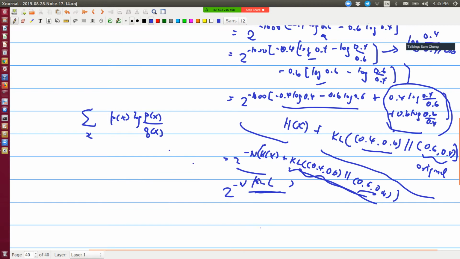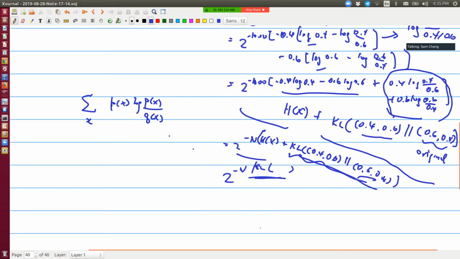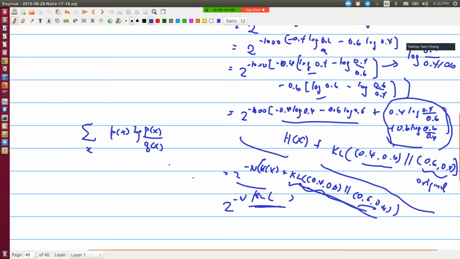Another observation is that it only depends on the empirical distribution, right? The P(X) here is 0.4, 0.6, and the Q(X) here is 0.6, 0.4, the original distribution.